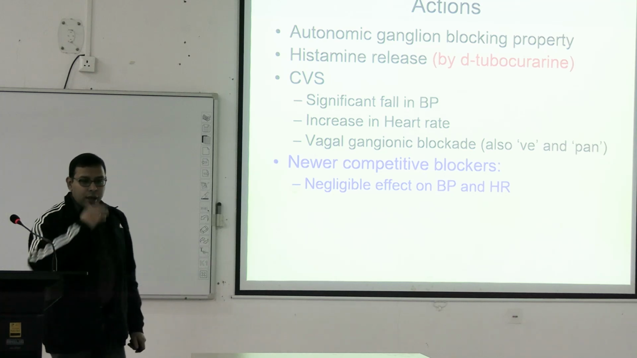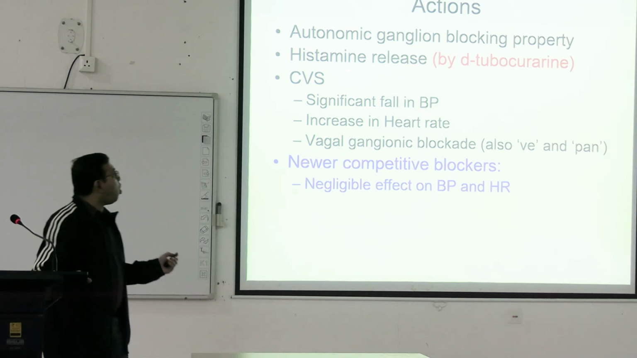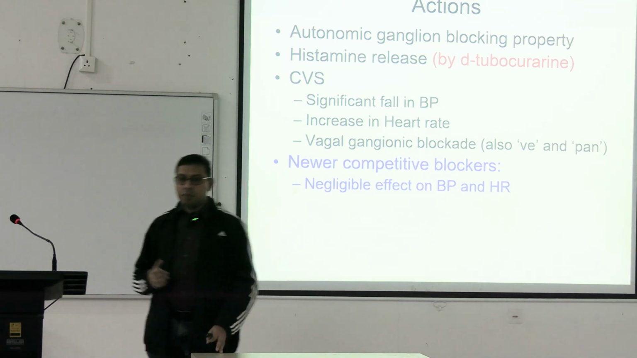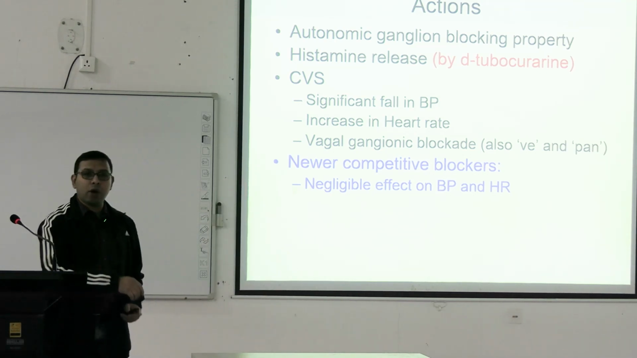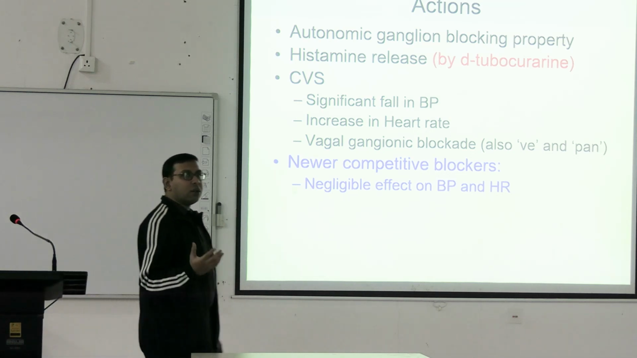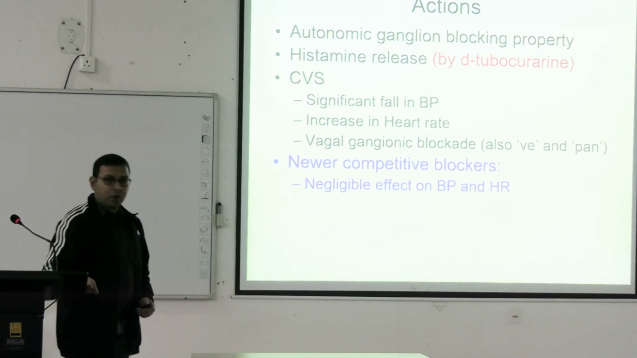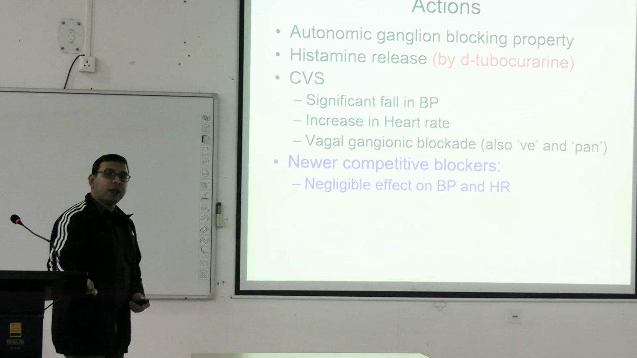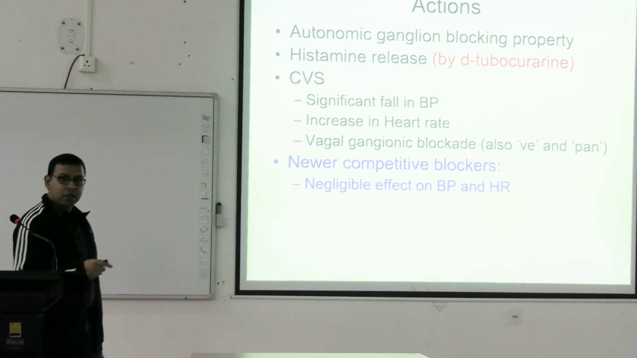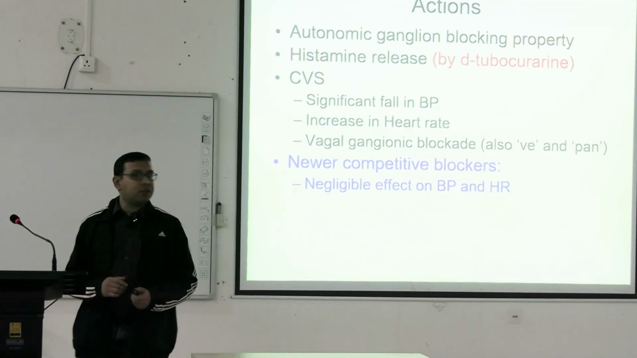Now their actions. Of these different drugs, some have ganglionic blocking actions, so autonomic ganglion blocking property. D-tubocurarine, which is the first muscle relaxant, usually has more ganglionic blocking properties than the newer ones. When ganglion blocking occurs, different types of adverse effects usually occur, because the ganglions are blocked, so all the sympathetic activity will be blocked. Histamine release, again, is caused by very many agents. D-tubocurarine causes high histamine release, so allergy or anaphylaxis can also occur. The newer agents cause less histamine release.